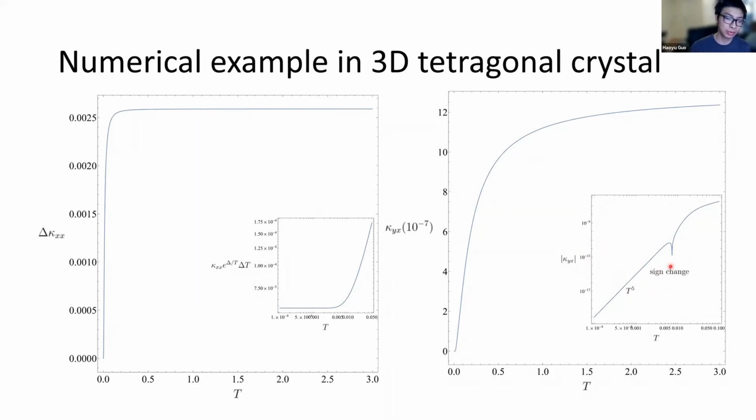But then when we go to higher temperatures, there are some non-universal features in this thermal Hall effect, which actually depend on the strength of the lattice coupling and also the phonon band structure. For example, the kappa xy can change sign at some higher temperatures.